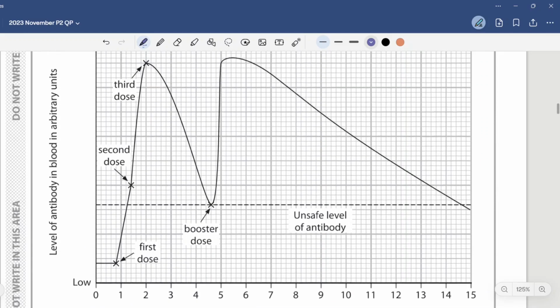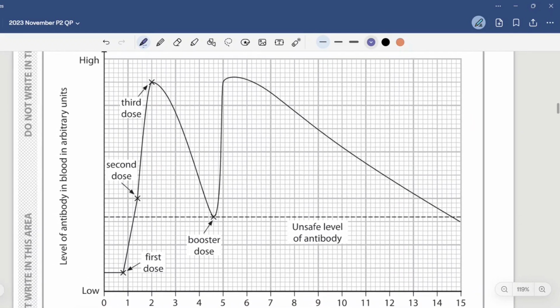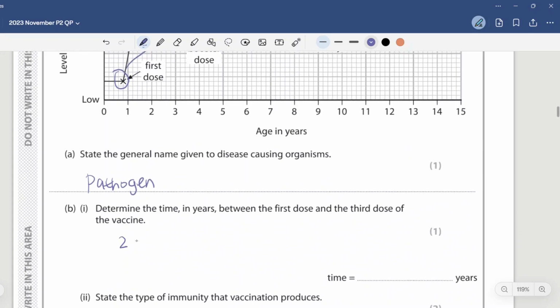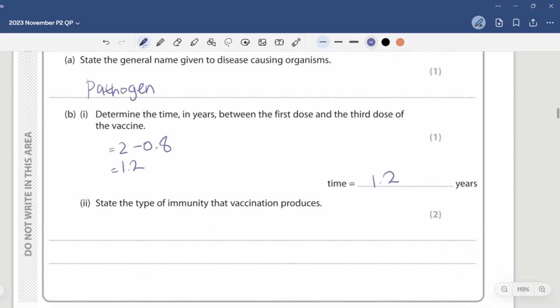B1. Determine the time in years between the first dose and the third dose of the vaccine. Okay, first dose and the third dose. So we're looking at here versus here. Now, we can see this is 0.8, and this is 2 years, so 2 minus 0.8 gives us 1.2. So 1.2 years. State the type of immunity that vaccination produces.